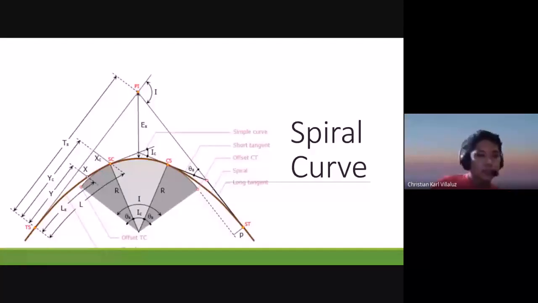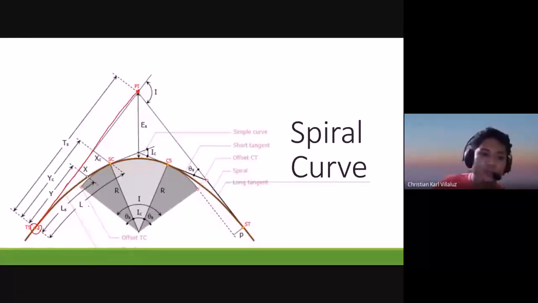So, ito lang ang ating spiral curve. Ito ang parts niya. We have TS or tangent to spiral, kasi meron din tayong tangent sa spiral curve. So, if we're going to extend that tangent there, okay, hanggang dun yan.